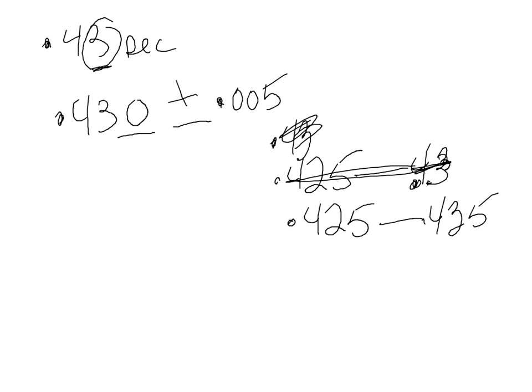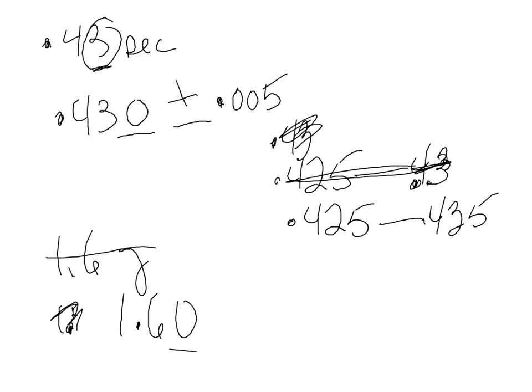Okay, the last one is the mass there, and it's 1.6 grams. Okay, so that's a measurement that has been made to the tenths place. So the rounding would have taken place at the hundredths place. So I'm going to stick on a 0 at the hundredths place, and I'm going to both add and subtract 0.05.